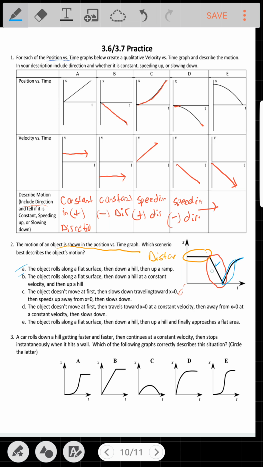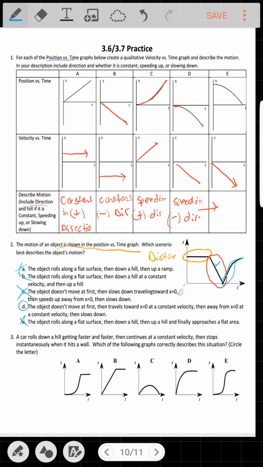If it says speeding up, it would indicate this right here. Okay, that's what speeding up means. So if I were to have a curve on my distance versus time graph, that's speeding up. This is constant. So C is wrong. D, the object doesn't move at first. Check. Then travels towards 0 at a constant velocity. Check. And then away from 0 at a constant velocity, then slows down. Check and check. So right now, D is my answer. We'll see if E gives a better one. The object rolls along. No, we agree it doesn't roll along. So the answer to number 2 is going to be D.